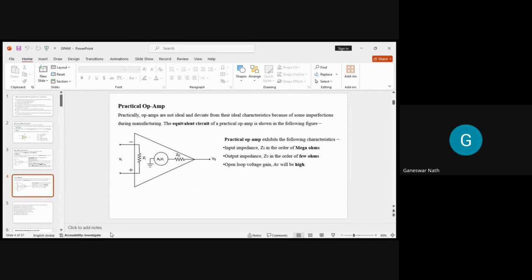Practical op-amps are not ideal and deviate from their ideal characteristics because of some imperfections during manufacturing. The equivalent circuit for the practical op-amp is shown here. You can see the input impedance and the output impedance. A practical op-amp exhibits the following characteristics. It has an input impedance in the order of some mega ohms, whereas in the ideal case it is infinity. Output impedance is a few ohms, and open loop voltage gain AV is also very high.